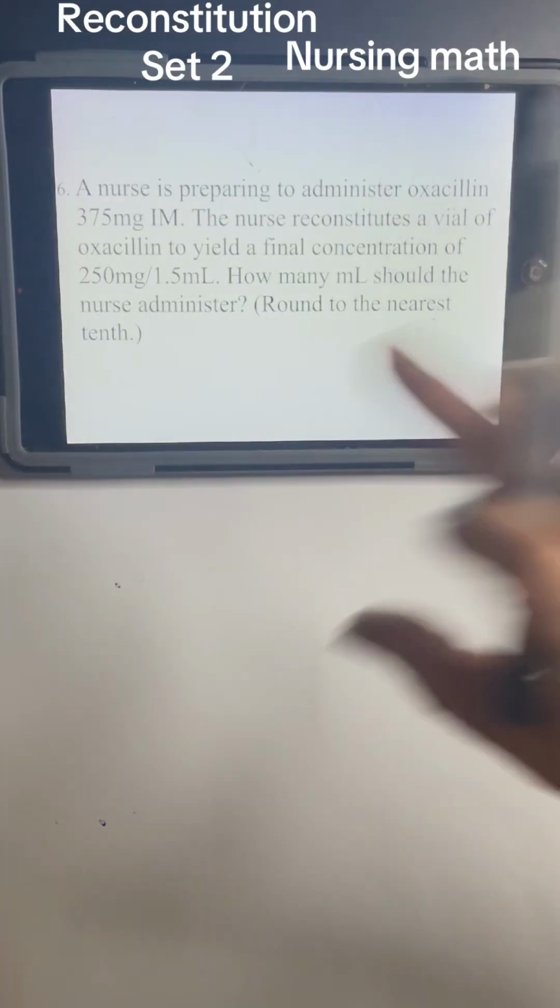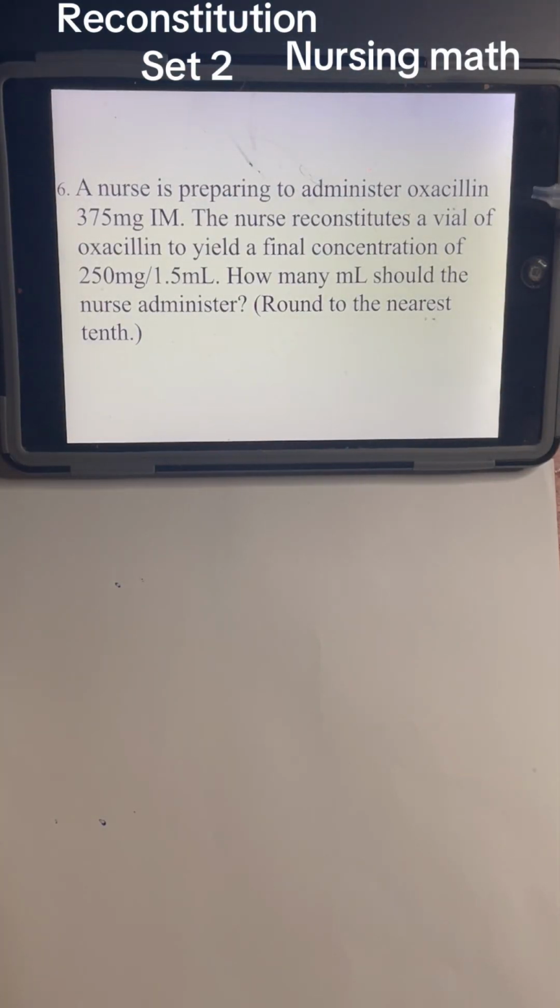A nurse is preparing to administer oxycillin 375 milligrams IM. The nurse reconstitutes the vial of oxycillin to yield a final concentration of 250 milligrams per 1.5 milliliters. How many milliliters should she administer? Round it to the tenth.